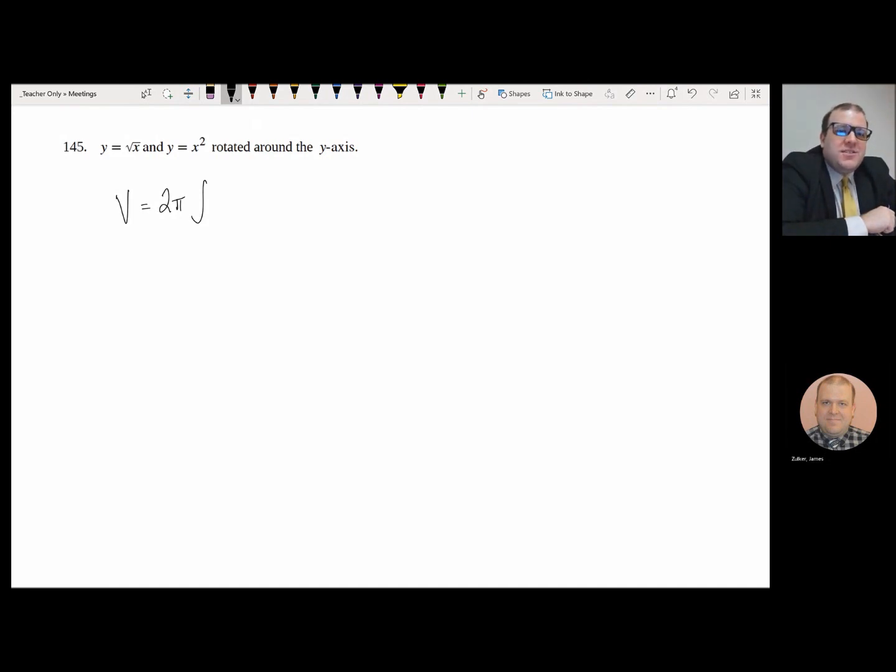Limits of integration. How'd you get 0 to 1? Where they intersect. Right, exactly, 0 and 1.